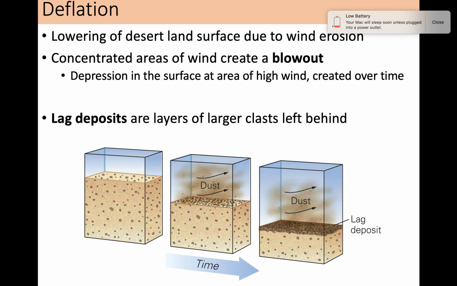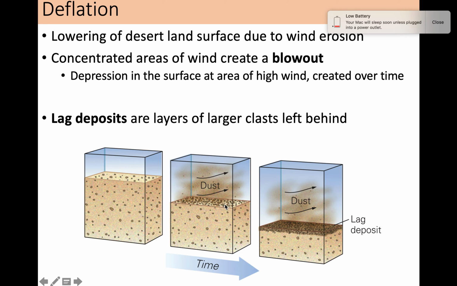Another thing that happens is what we call deflation. Deflation is when the surface of the desert can actually lower. Due to wind erosion, the level of the surface actually lowers, because over time we have what we call blowouts. This means that over time, strong winds and dust storms come in and remove all of the small grains of dust, leaving behind the heavier grains.